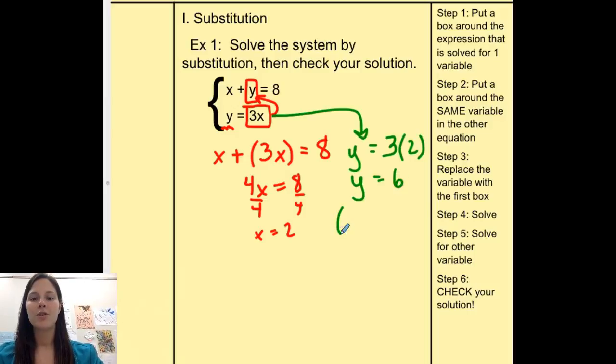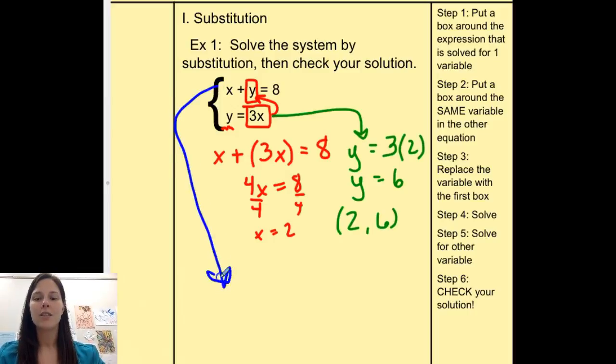So my solution to this system, we're going to write that as an ordered pair to make that connection between the solution of our system and the lines that these are when we graph them. So the ordered pair 2, 6 is that point where both of these lines would meet on a coordinate plane. To check your solution, you only have to check it in the equation that you did not use to solve for the second variable. Replacing x with 2 and y with 6, I get 2 plus 6 equals 8, so my solution checks out.